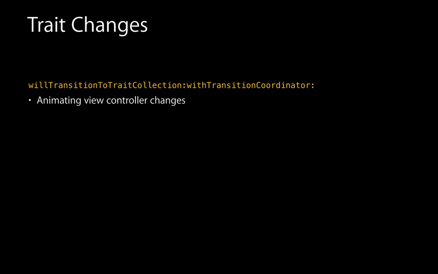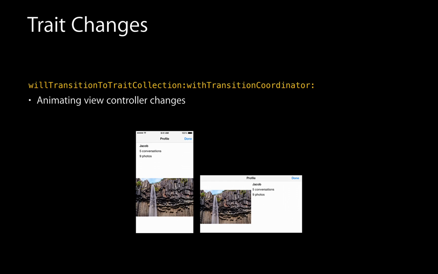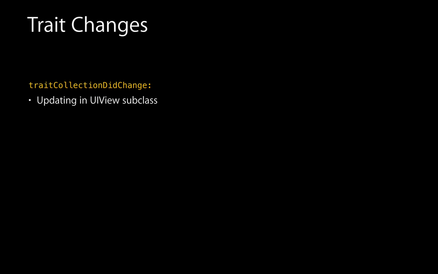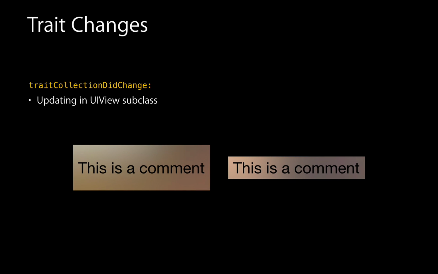Will transition to trait collection is great for animating view controller changes along with these trait collection changes. So we use this in our application in the profile view that we just saw, since we want this change to occur right alongside that rotation transition. However, will transition to trait collection is only available on view controllers, not on other trait environments like UI views. And so trait collection did change is great for use in UI view subclasses where you want to update your UI as the traits are changing. So we've used this one in our comment overlay view that you saw earlier.